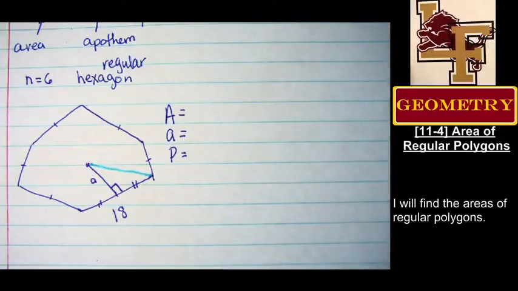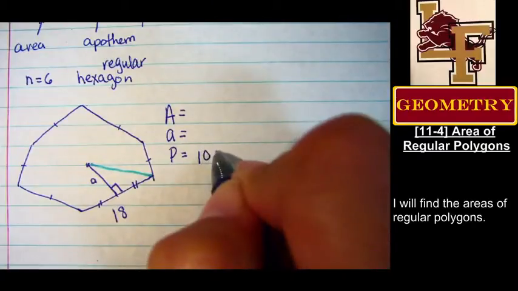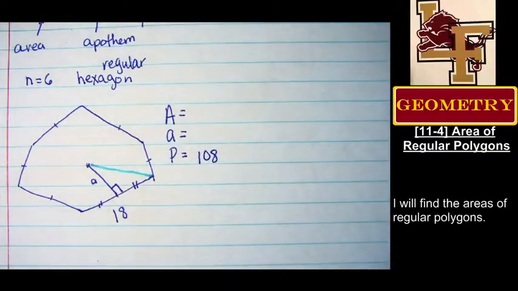What's the perimeter of this shape? 18 times 6, because there are 6 sides. So 18 times 6 is 108. All right, now we need to go find the apothem.